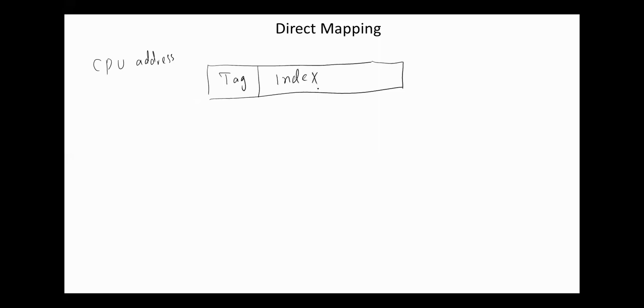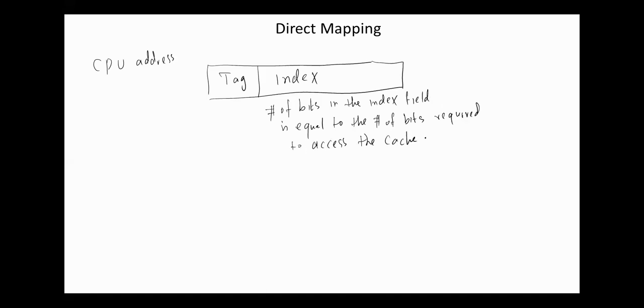In direct mapping, the CPU address is divided into two fields, the tag field and the index field. The number of bits in the index field is equal to the number of bits required to access the cache memory.